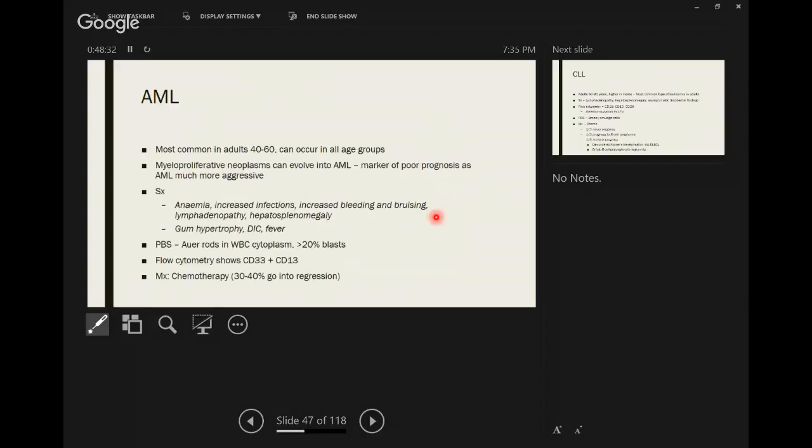But with chemotherapy, 30 to 40% of them actually go into remission. That's not lifelong remission, but I think 20 or 30% of them maintain lifelong remission and eventually die from something else.